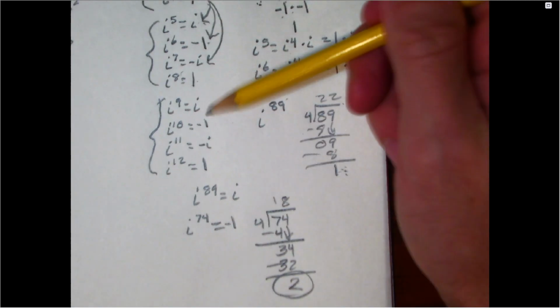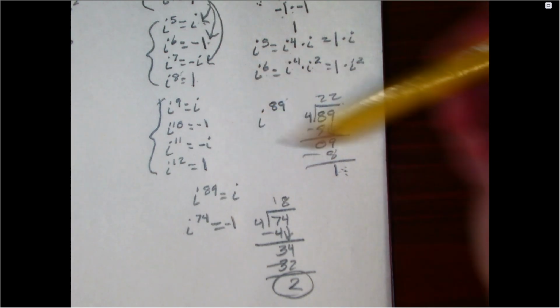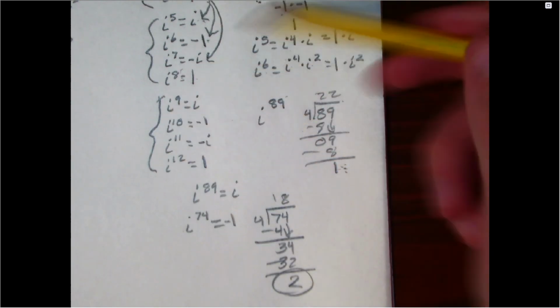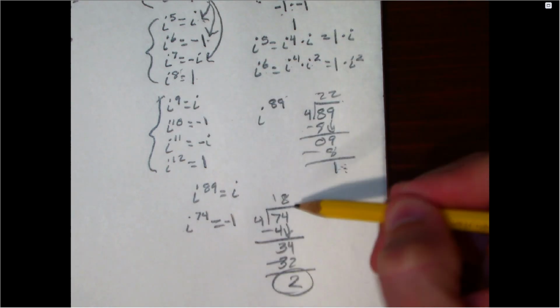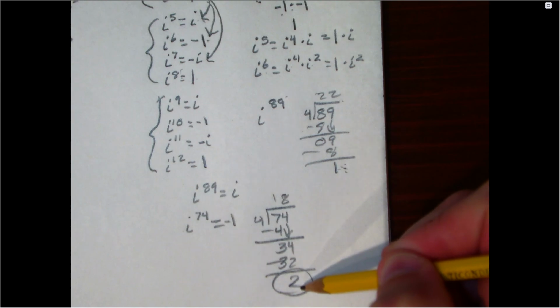That's it. That's how i's work when it's asking you what the values are. If it gives you a multiple choice, the multiple choices are either going to be i, negative 1, negative i, or positive 1. And all you have to do to figure out the answer is decide what the remainder is when you divide the exponent by 4, and whatever the remainder is tells you what the answer is.